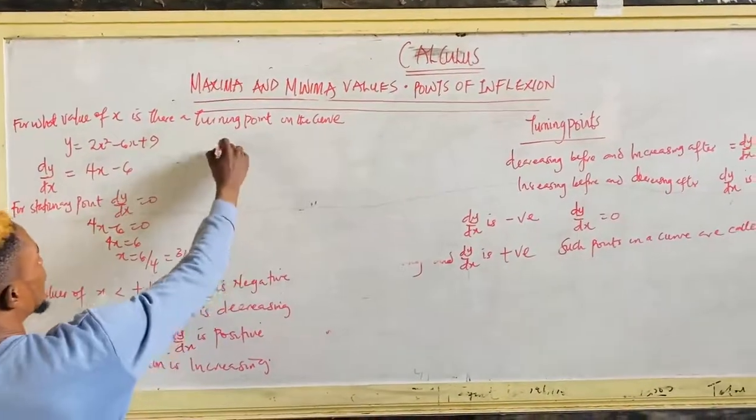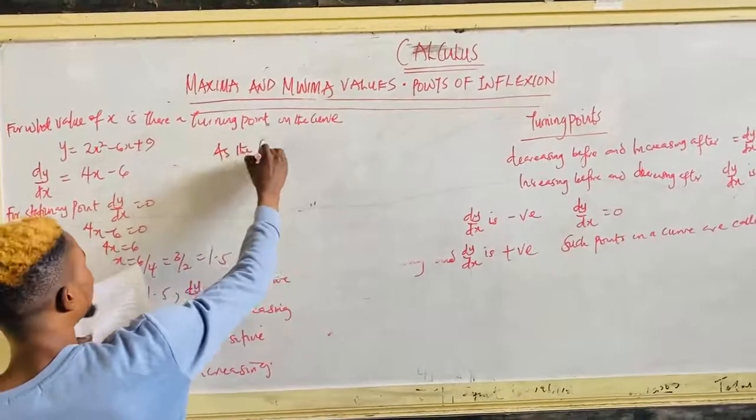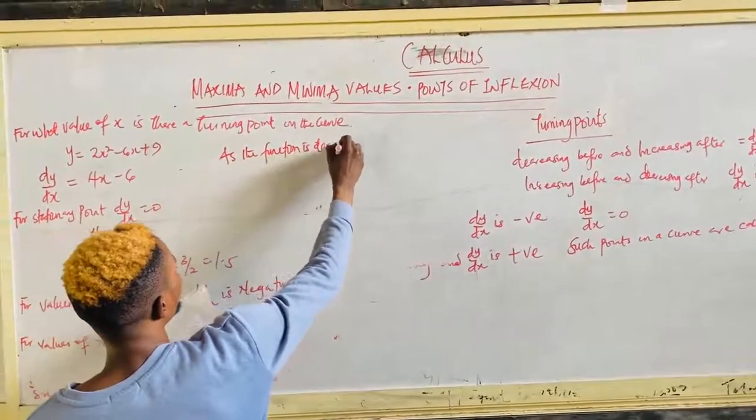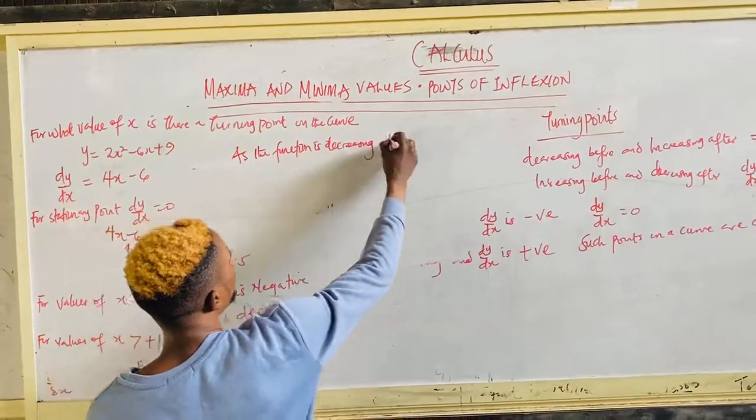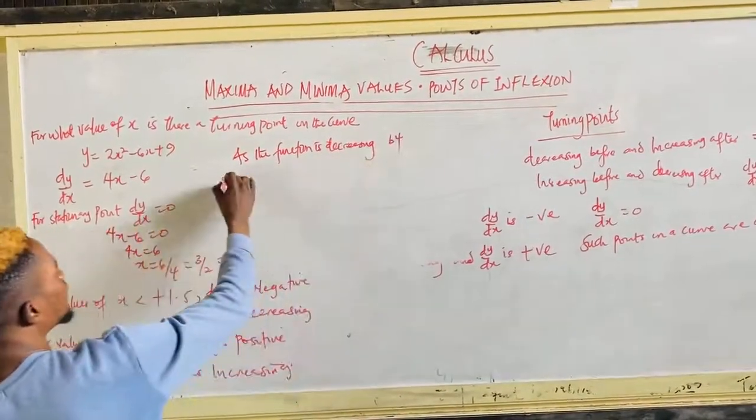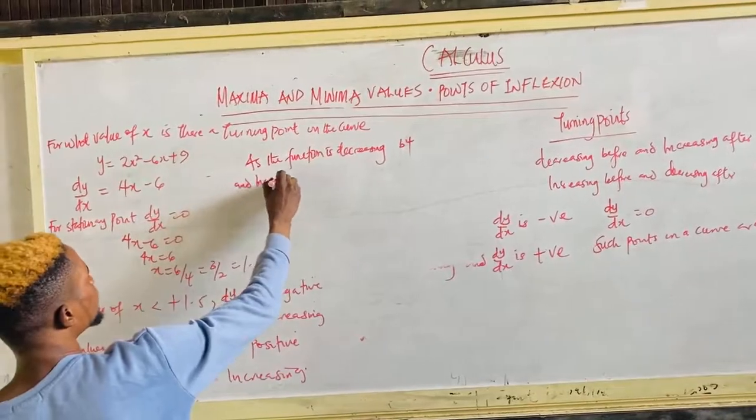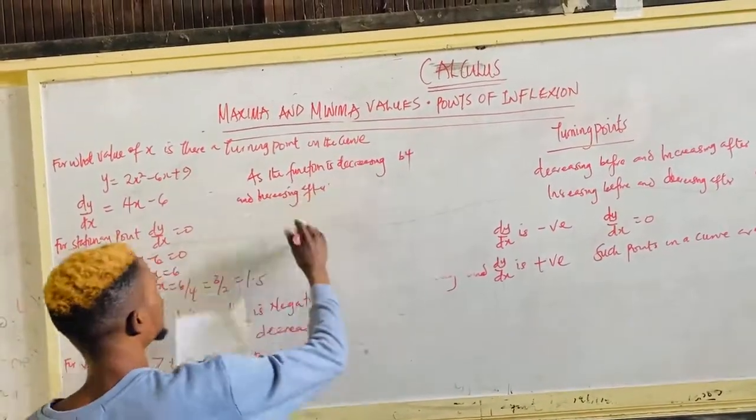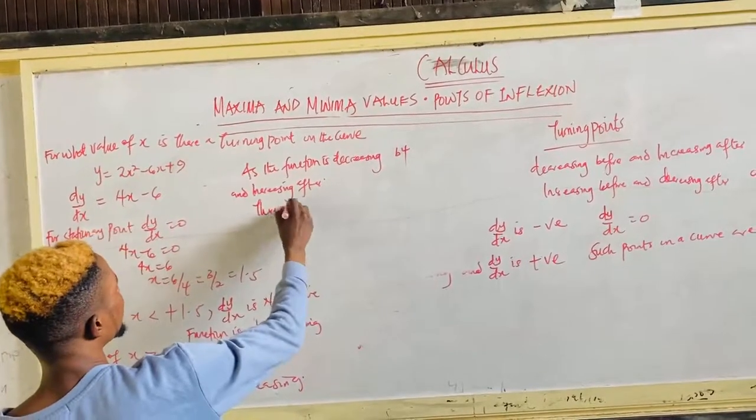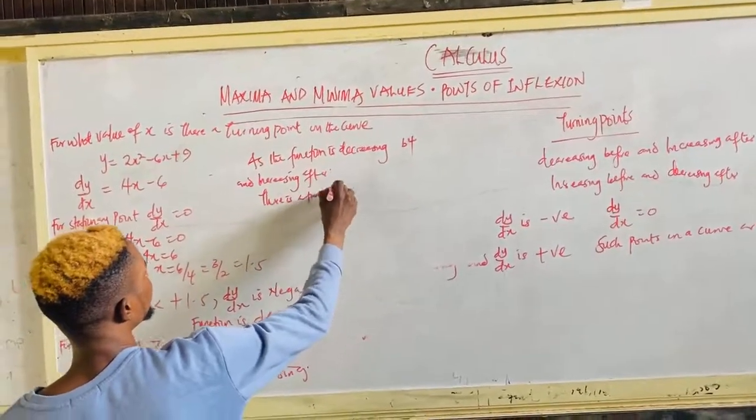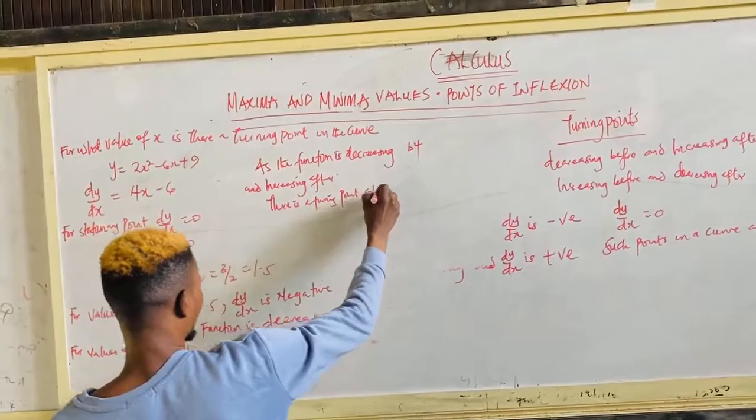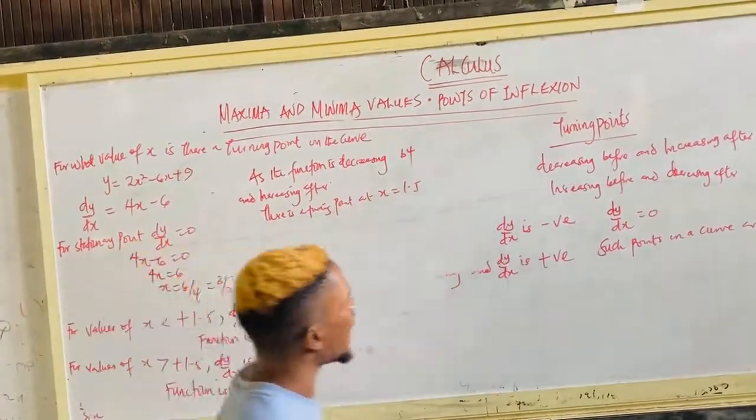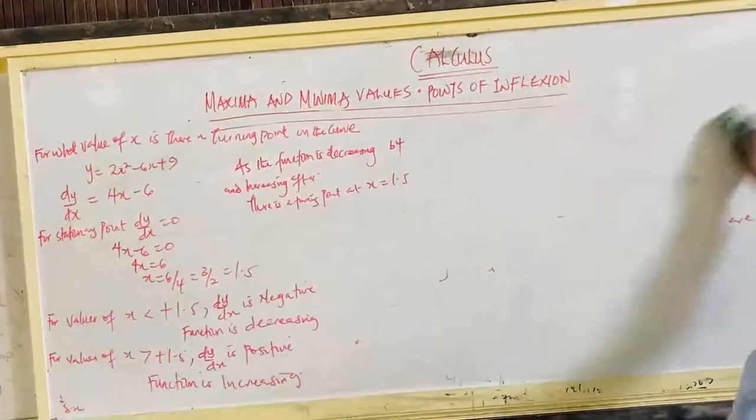So we can say that as the function is decreasing before and increasing after, there is a turning point at x equal to 1.5.